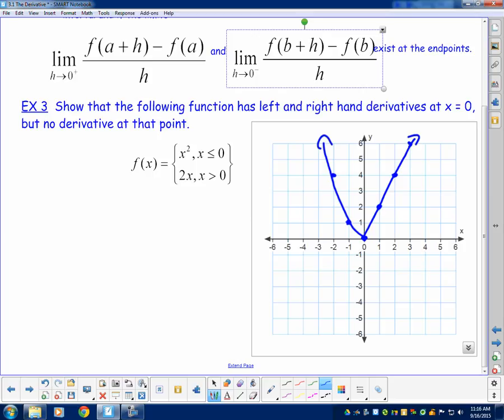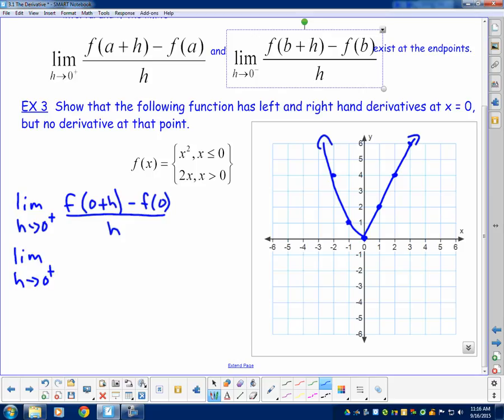So here we go. We're going to take this one first. Limit as h approaches 0 from the right of f of a plus h. What is a in this case? It's 0. So we have f of 0 plus h minus f of 0 over h. So the limit as h approaches 0 from the right. Let's go ahead and plug it in.